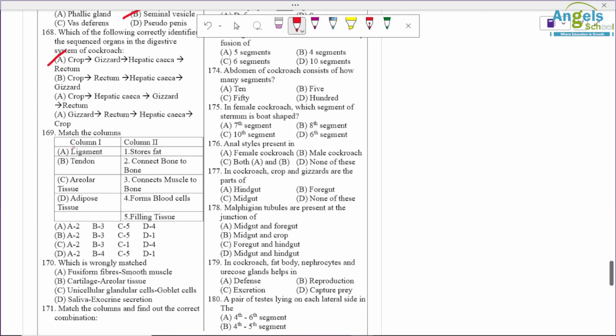Match the column. Ligaments connect bone to bone, tendon connects muscle to bone, areolar tissue is connective tissue or filling tissue, and adipose can store fat. So here B is the correct option, A2, B3, C5 and D1.